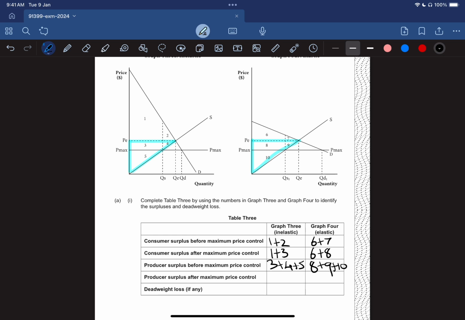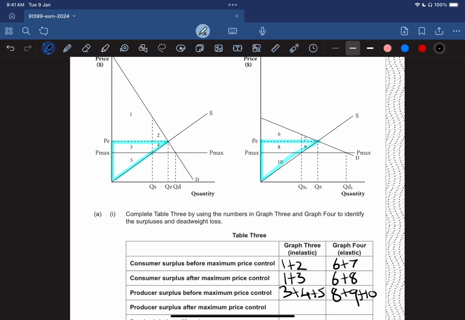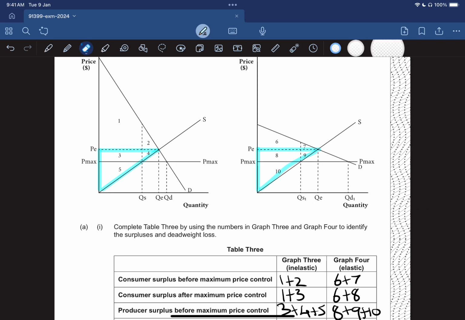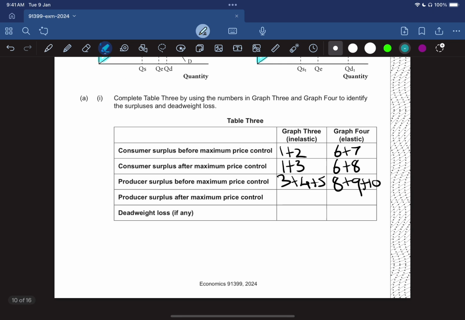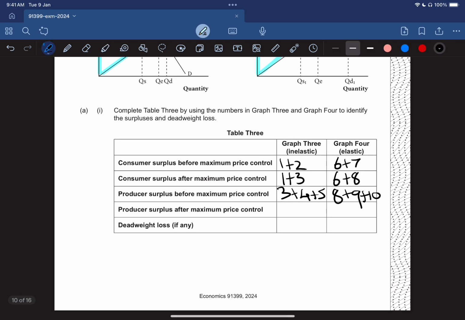Alrighty. Now afterwards, they're only going to be receiving this price here. There's going to be a lot fewer of them in the market, so it's just going to be that 5 and 10. Similar to the consumer surplus, how the consumer surplus decreased. So just 5 and 10 we'll write in there now. So 5 for the inelastic and 10 for the elastic.